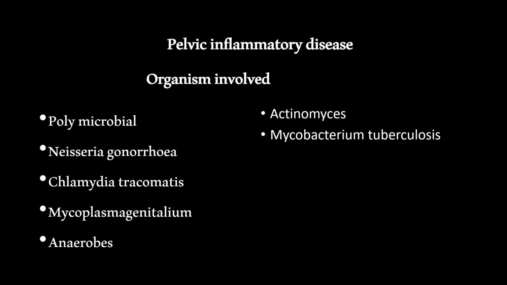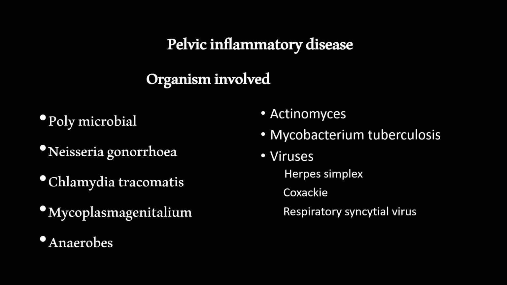Then Mycobacterium tuberculosis. As we all know, this is very common in developing countries just like Pakistan. Though pelvic infection usually occurs secondary to hematogenous spread from an extragenital source, occasionally Mycobacterium tuberculosis can be transmitted sexually. Many viruses are also involved in PID, not only bacteria, and these include herpes simplex, Coxsackie, and respiratory syncytial virus. So these were the organisms responsible for pelvic inflammatory disease.